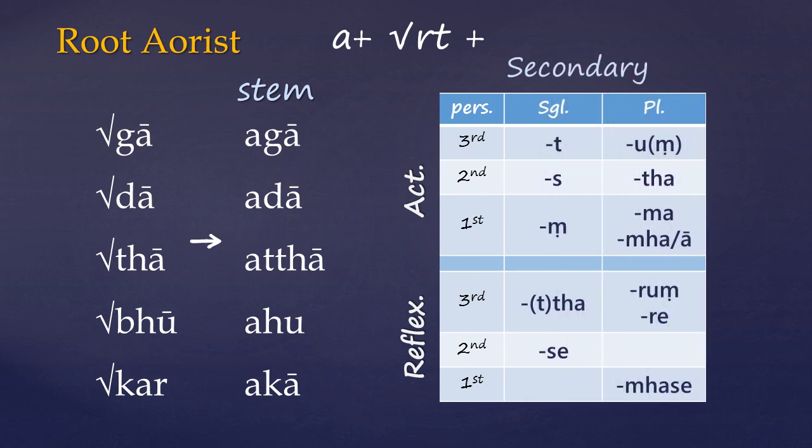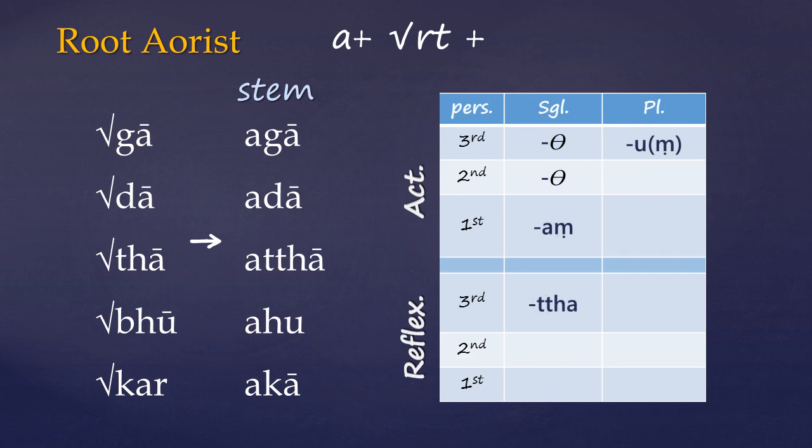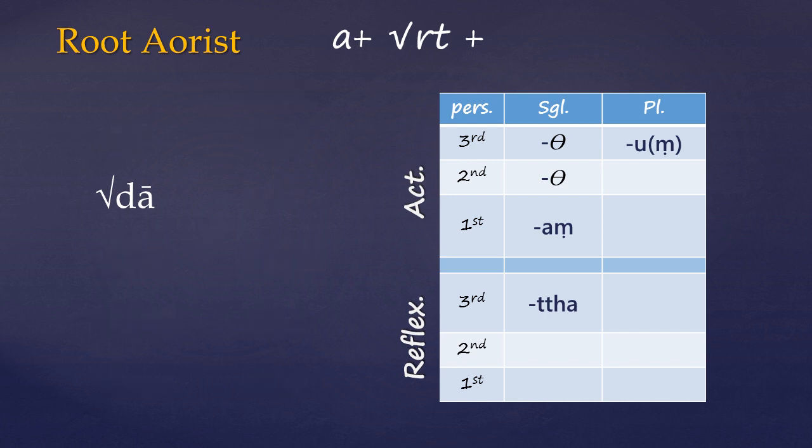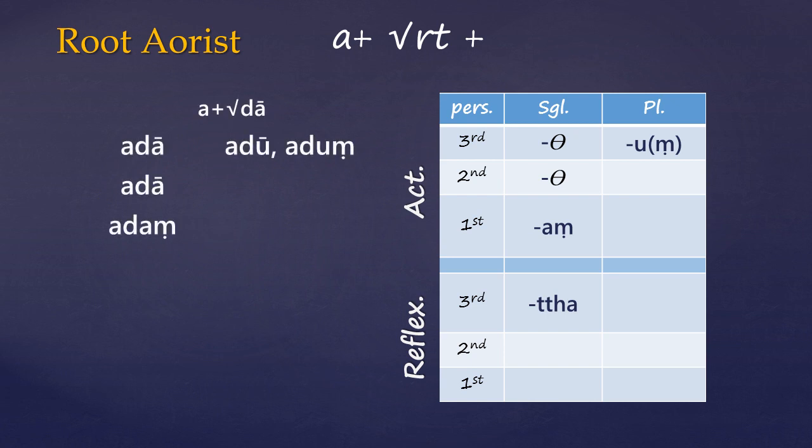But because of the rules of Sandhi, and that not all possible endings appear in the canonical texts, we end up with a simpler table. Note that the first and second person plural forms have been lost, and stems in the second and third person singular remain unchanged, taking a null ending. So if we now apply these endings to the root da, for instance, we get ada, ada, adaṃ, etc.